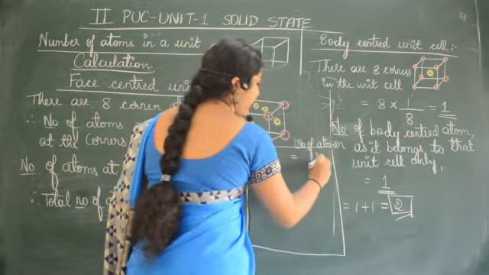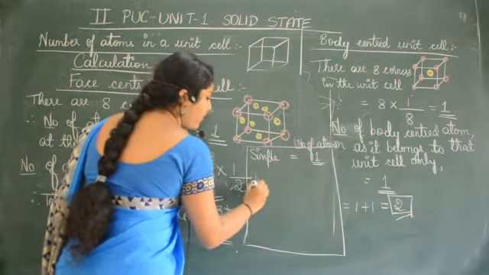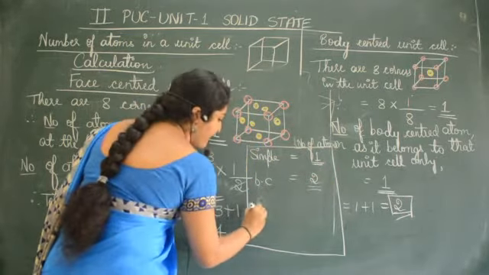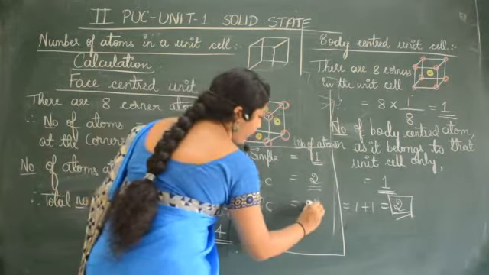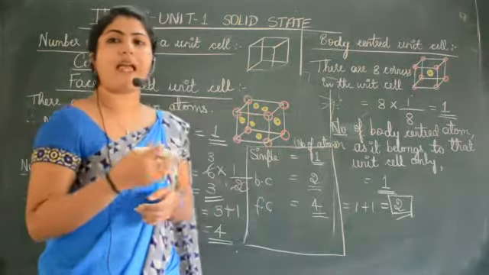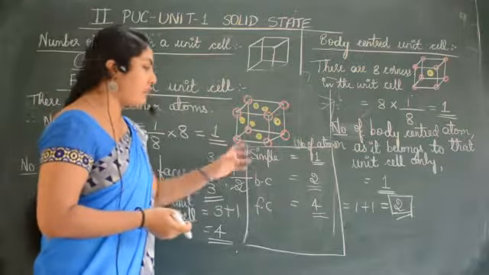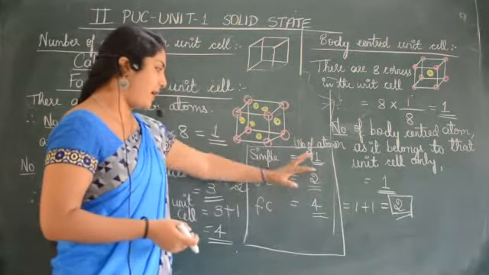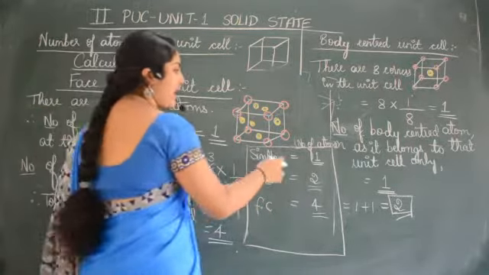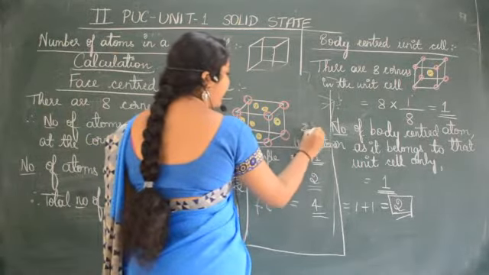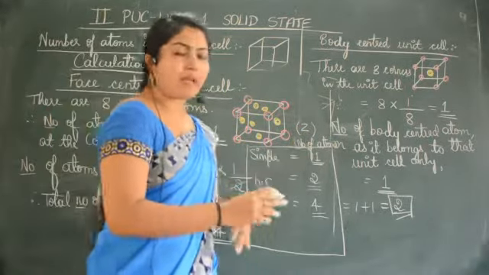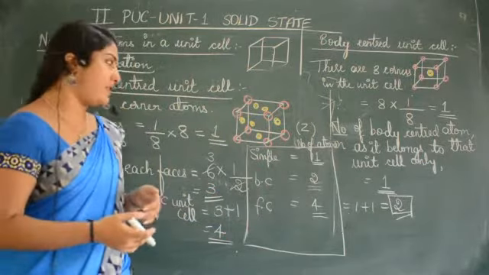For simple unit cell, number of atoms is 1. For body-centered unit cell, 2. For face-centered unit cell, how many? 4. Remember this because this is very important, so that for further calculations you will have to know about these things. Simple, how many? 1. Body-centered 2. Face-centered 4. And this number of atoms is indicated by Z also. Remember this because there comes a derivation of density after these concepts.